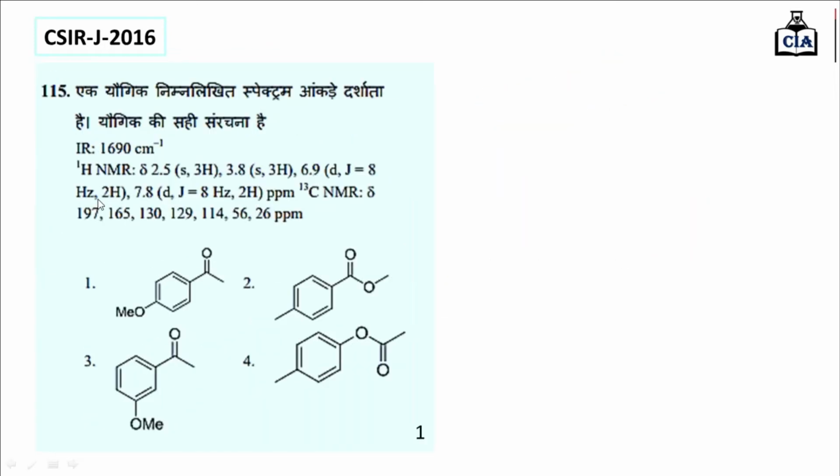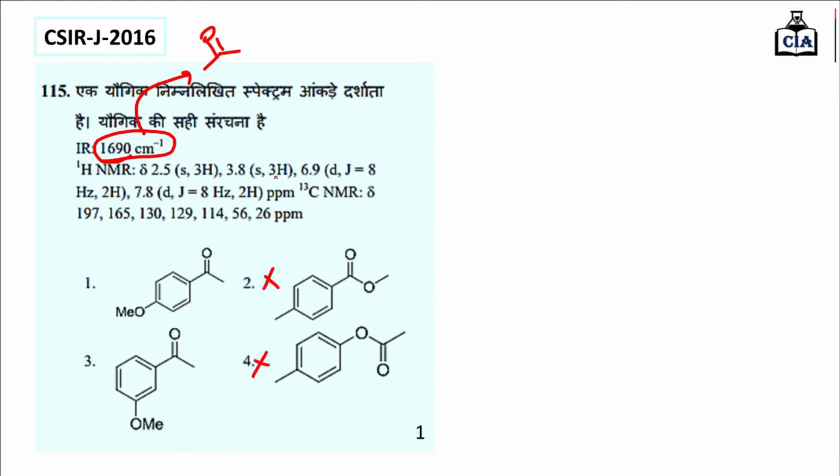Now next question from the CSIR June 2016. In this question we have to find out the correct structure of the organic compound. So this IR absorption at 1690 cm inverse indicates that the compound is a keto compound. So option 4 and second are incorrect.